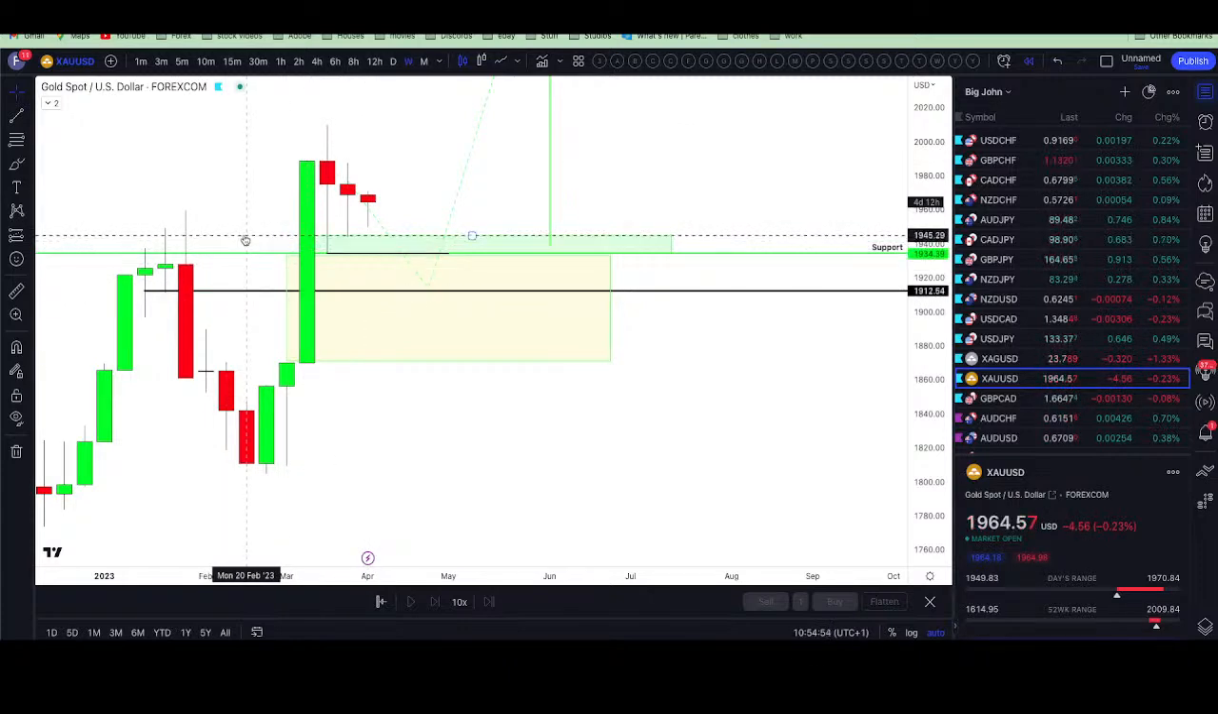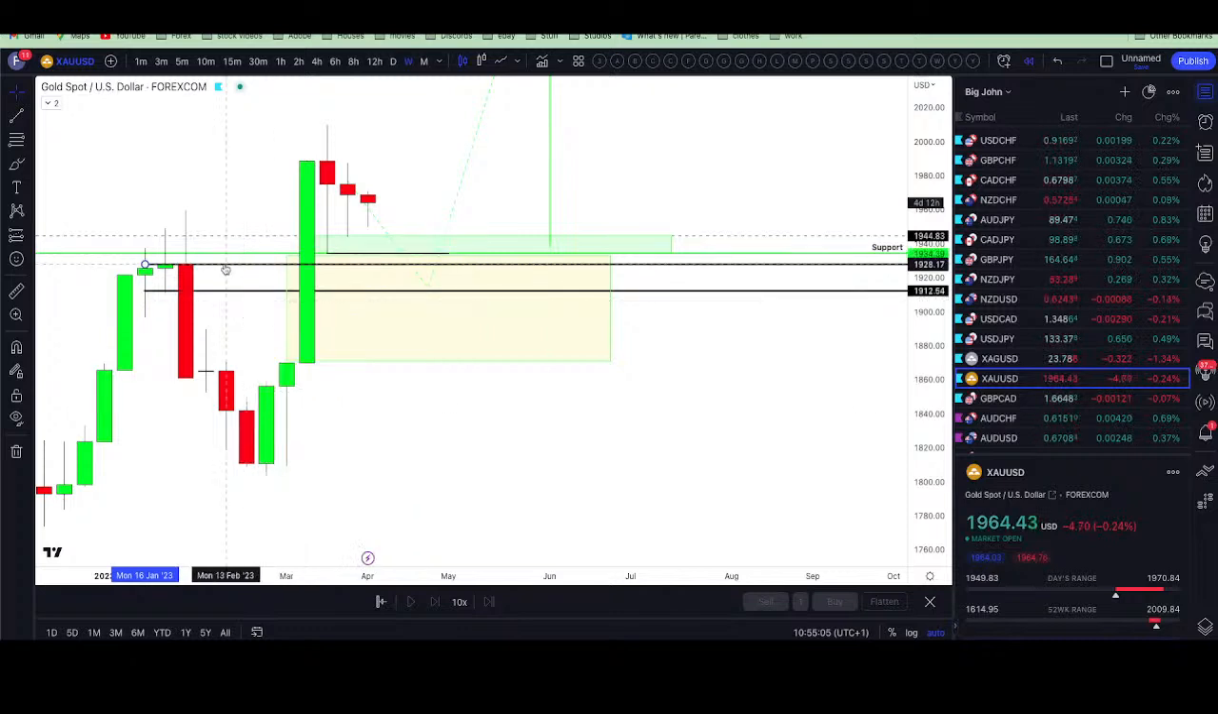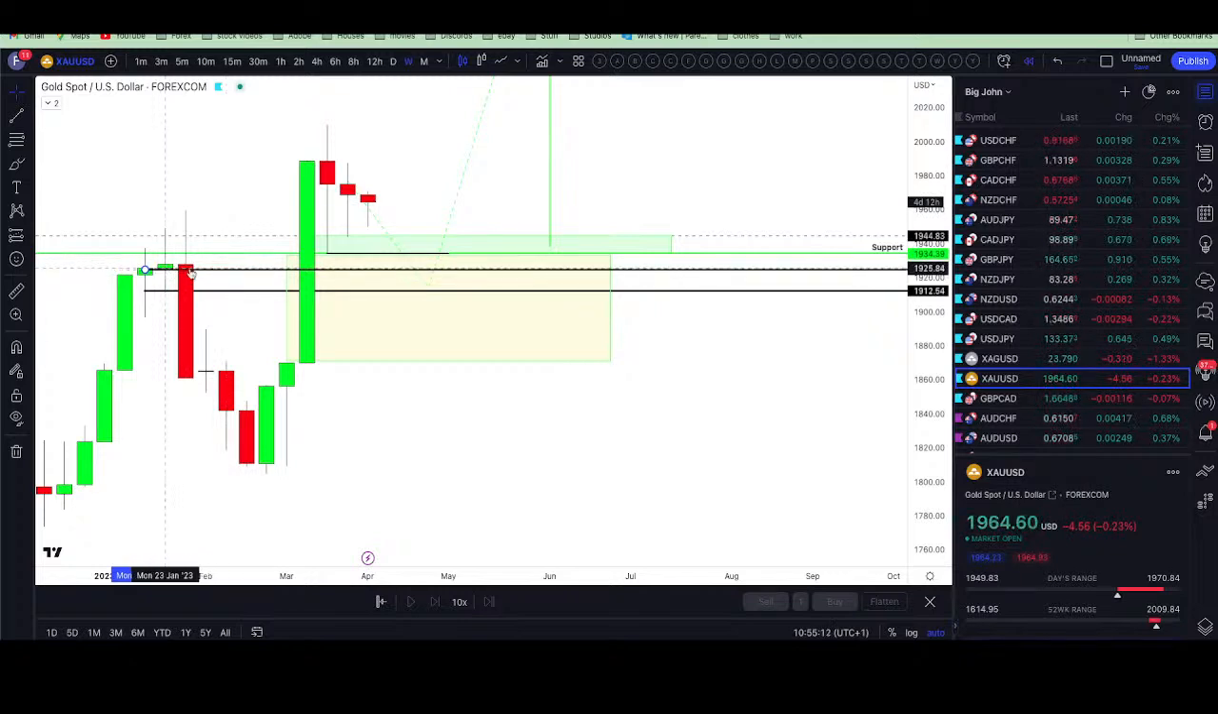But if obviously you guys and girls don't have Neo, I get it. Look for 1944, 1934, and around 1912. The only other level I could say in between, before 1912, if you see a move, is right here. There would have been a support level here. So we might see 1925.